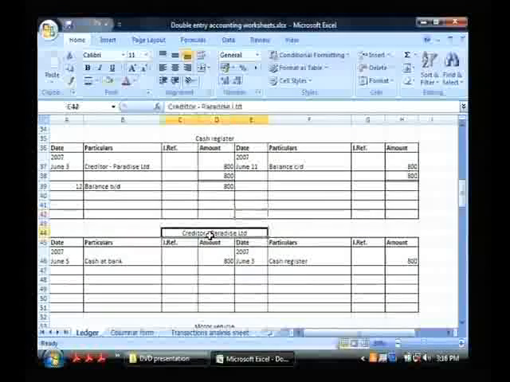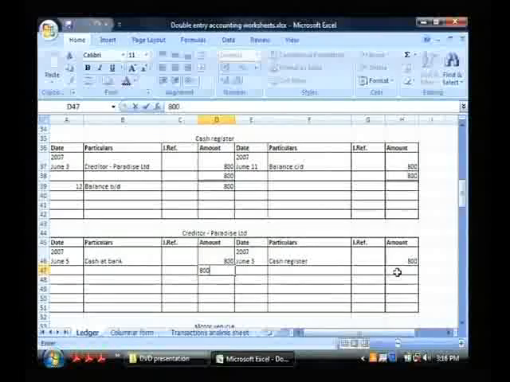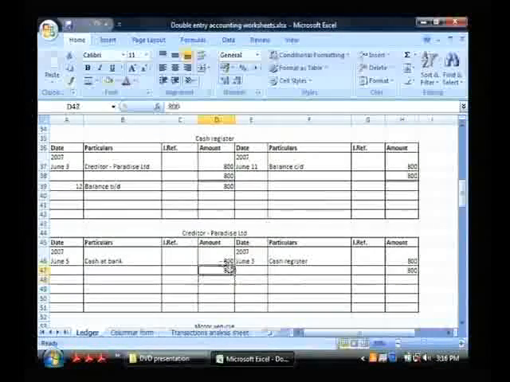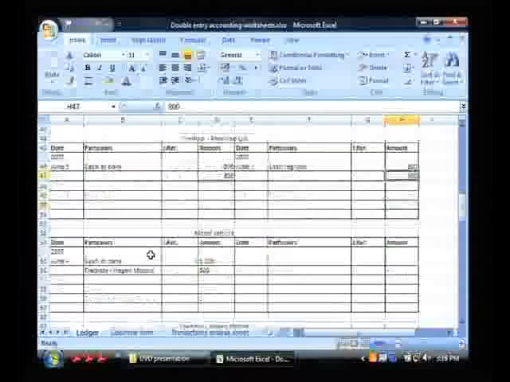If you look at this account, it is different from the other accounts. 800 debit, 800 credit, that means there is no balance, therefore total it and no balance. Double line to indicate that this is the total.